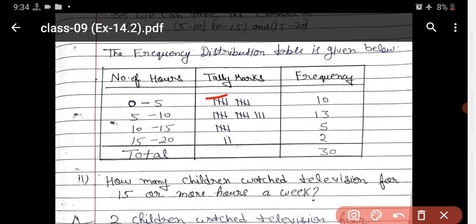Now just count: 5 and 5, 10; 5, 5, 10, and 3, 13; 5; it is 2. Now just check: 10, 23, 23 and 2, 25, and 5, 30. They already told us there are 30 students, so the total is correct. It means your answer is correct.